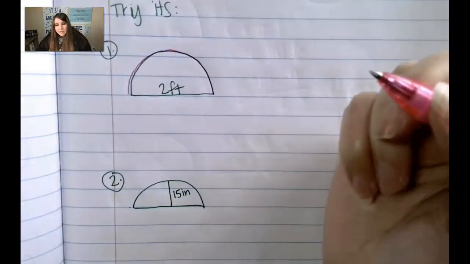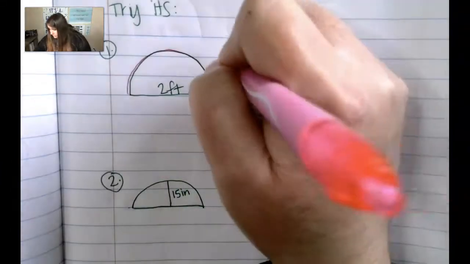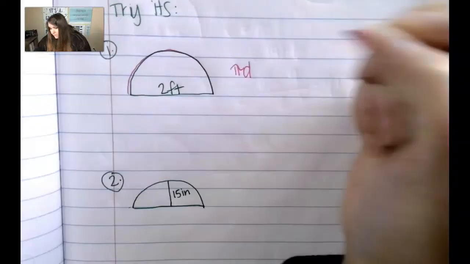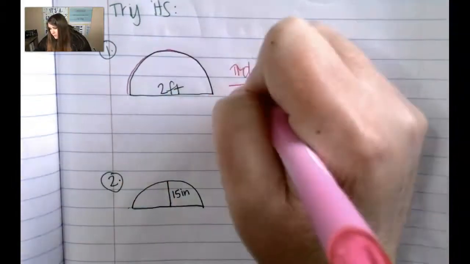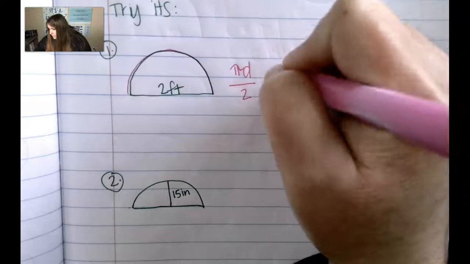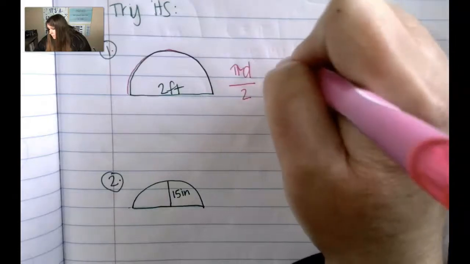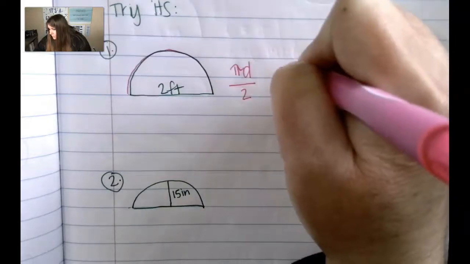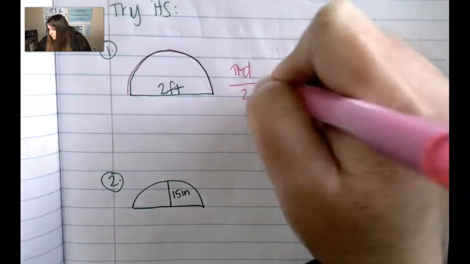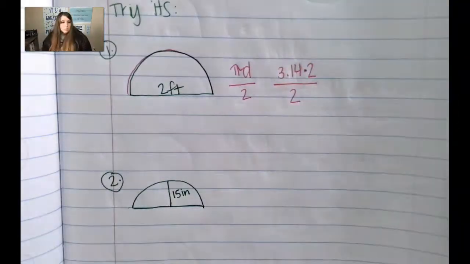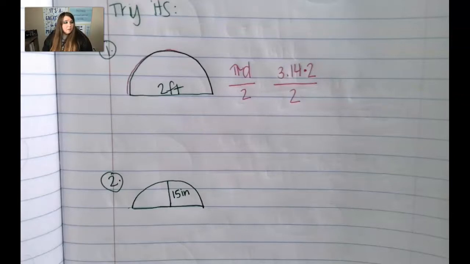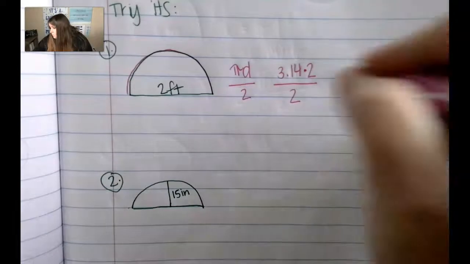All right, so first we need to find the outside of our circle. Okay, so we're going to find the outside of the circle. Pi times diameter, because I have diameter, and then we need to cut it in half. So 3.14 times 2 divided by 2. So 3.14 times 2, and then cut it in half, and that gives me 3.14.